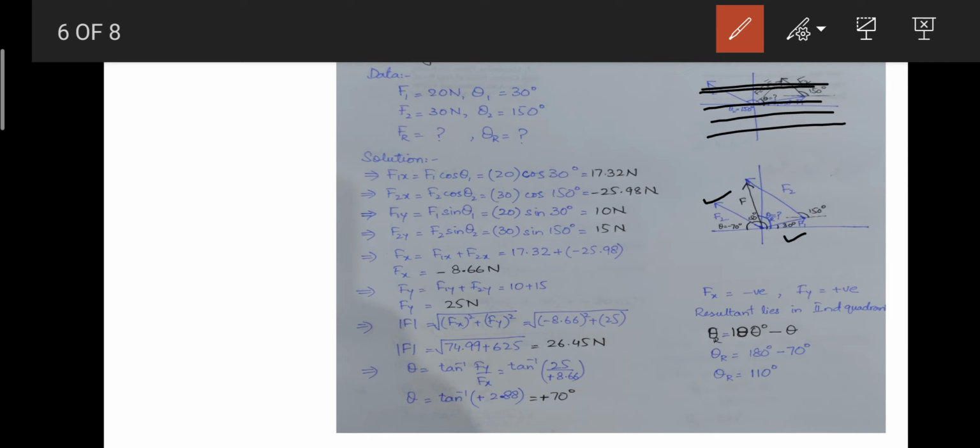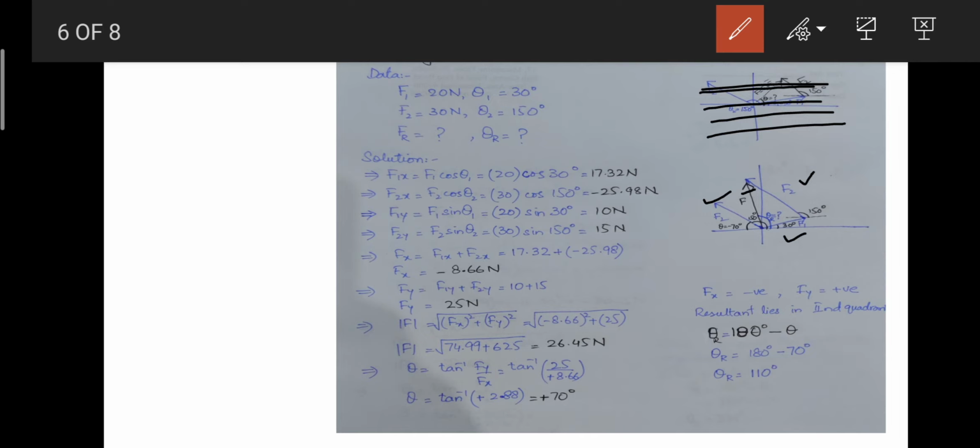Now if I want to add these two vectors, F2 has to be drawn over here so that we can add up according to the head-to-tail rule. Then the resultant is drawn, which is shown by this. In this case, the magnitude of F and theta R have to be calculated. FR can be calculated if we know the resultant.